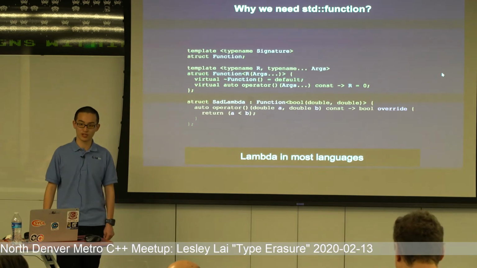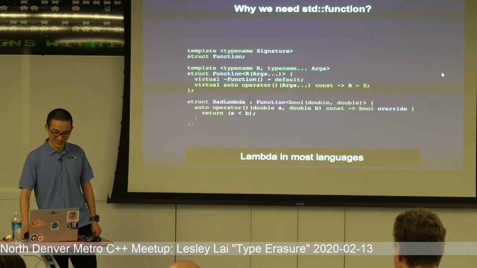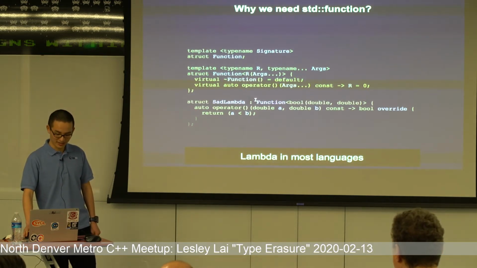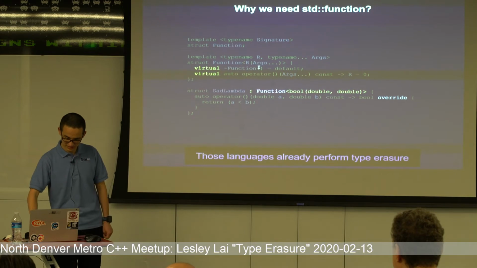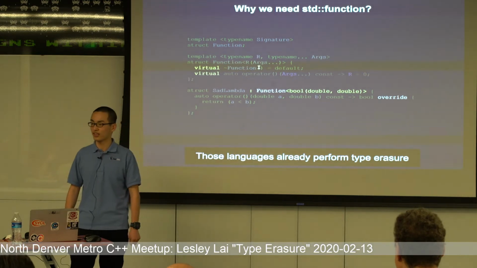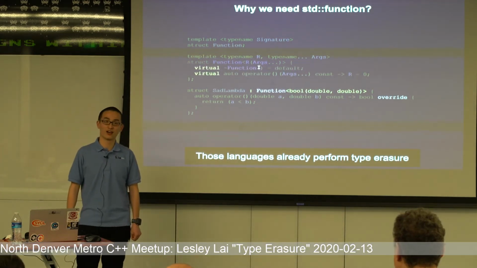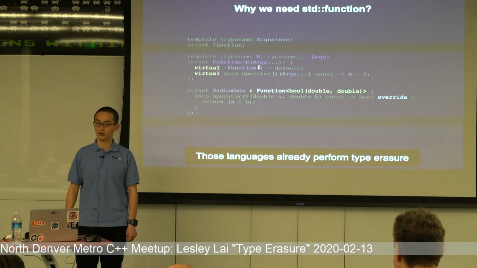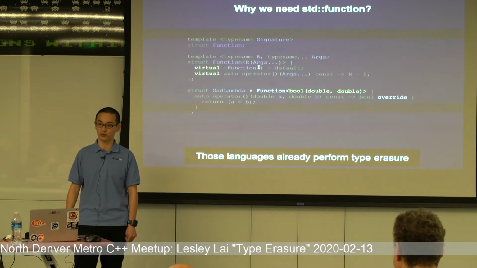This is a lambda as in most languages you've seen. This lambda is very sad, because it inherits from some base class and does some virtual dispatch. The basic idea is that those languages already perform type erasure for you. If you've coded in a Java-like language, you've probably seen this function type in the wild. In functional languages, which all have so-called proper function types, the language handles this for you, but it's still the same.